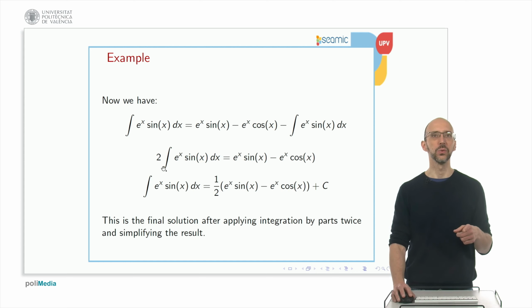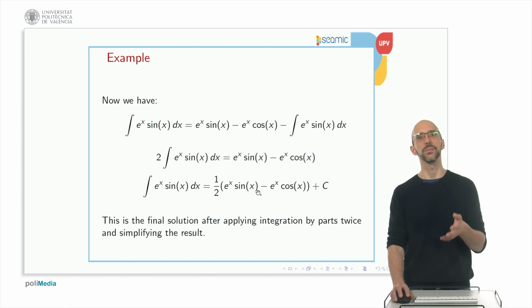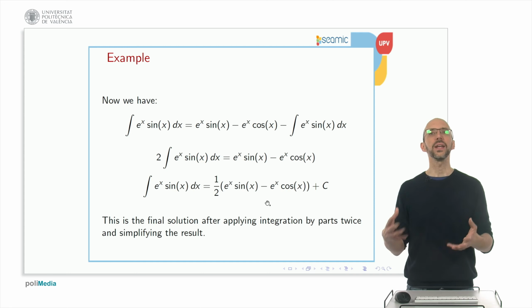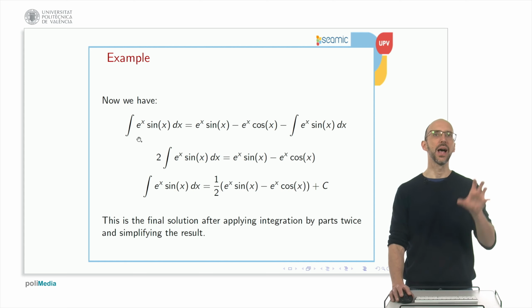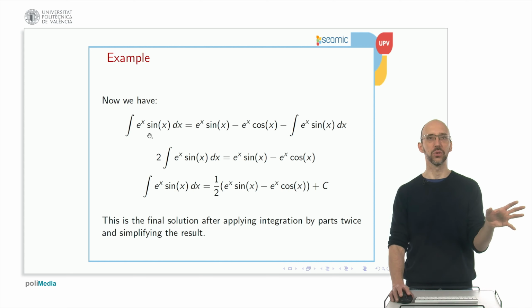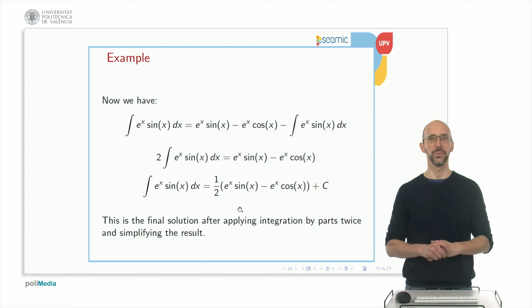In this case, the 2 is going to be moved down as a denominator, and I have that the integral of e to the x times sine of x is 1/2 times e to the x sine of x minus e to the x cosine of x. Okay, so the idea is to break the cycle, and when I got this one here, I move it to the other side, add it to the integral I was trying to calculate, and then the 2 goes down dividing. And then I know what is the integral of this expression.